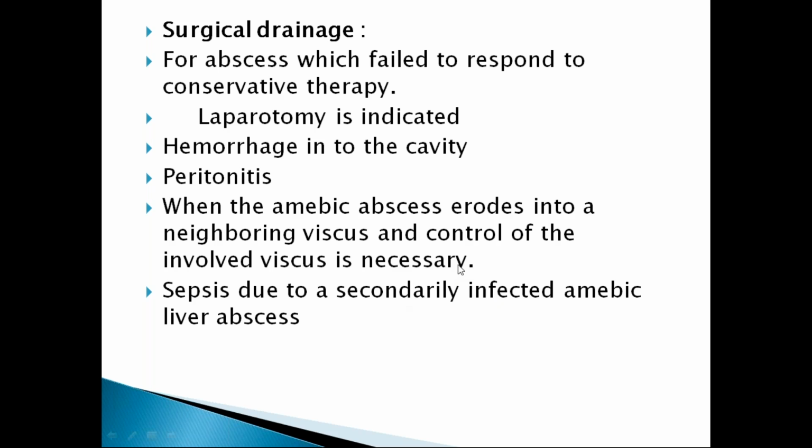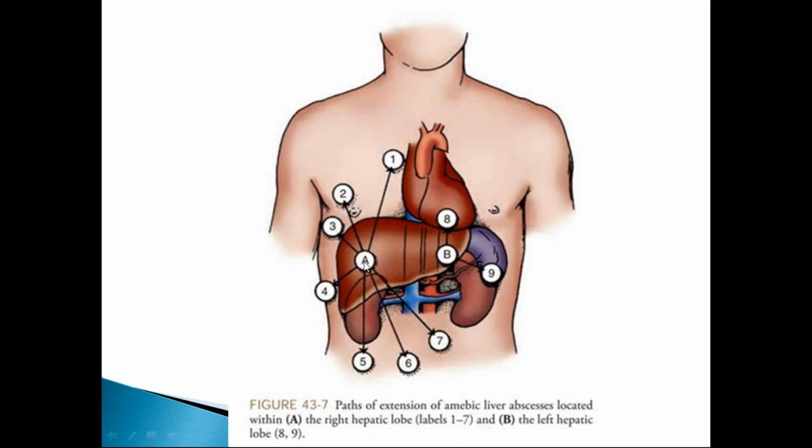The most common site of rupture is into the peritoneal cavity. Second, into the pleural cavity, and it can even go directly into the skin and chest wall. It can even go into the pericardial sac. So these are the paths by which it can extend.